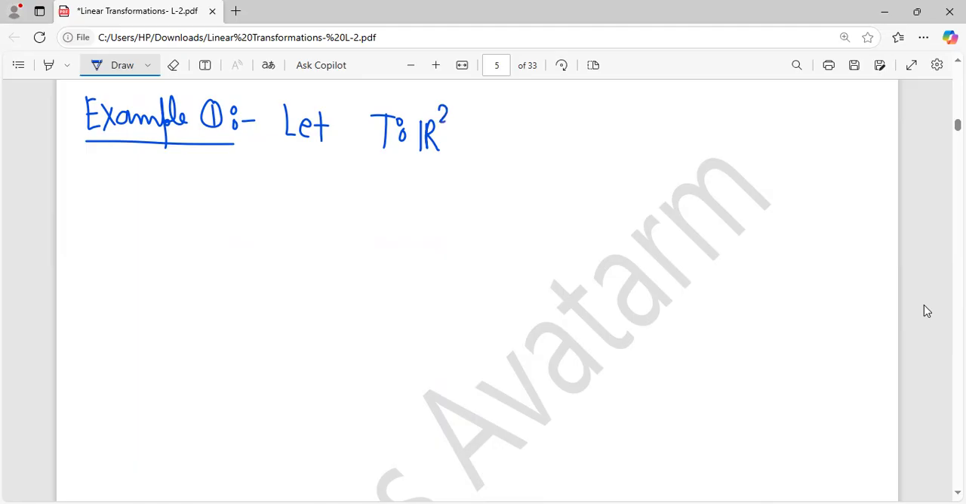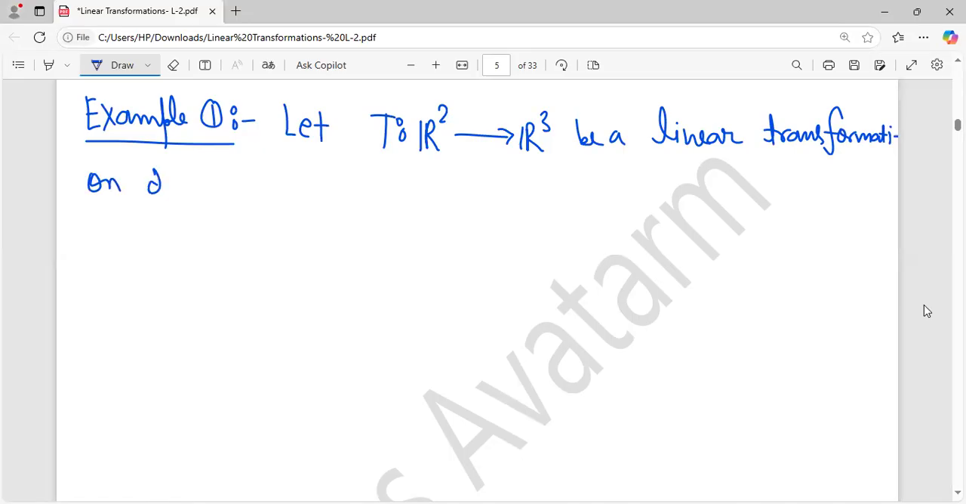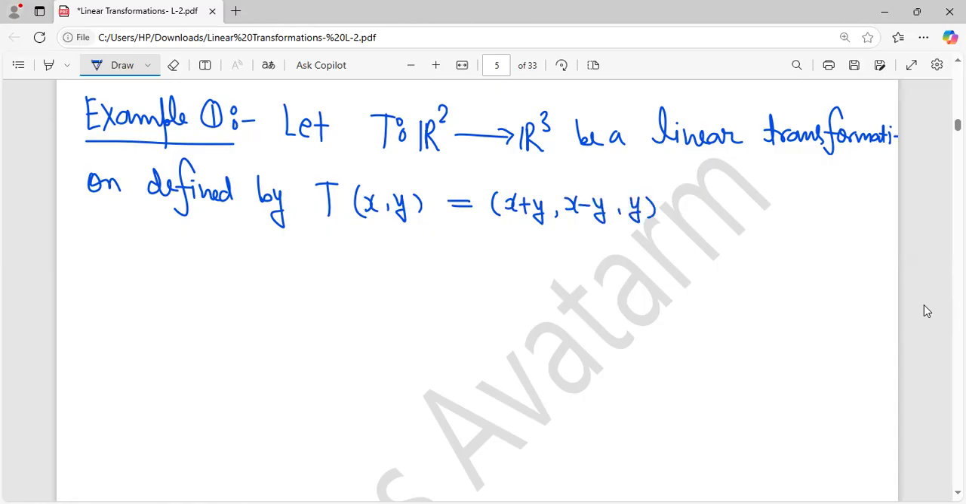Let T from R square to R3 be a linear transformation function defined by T(x, y) = (x plus y, x minus y, y).